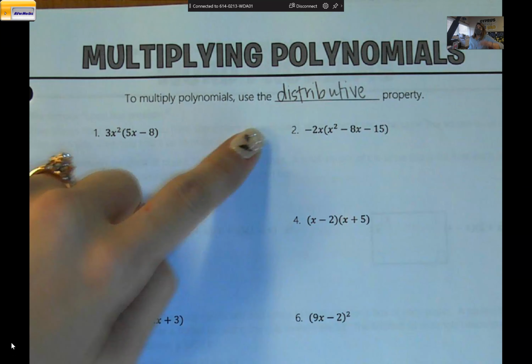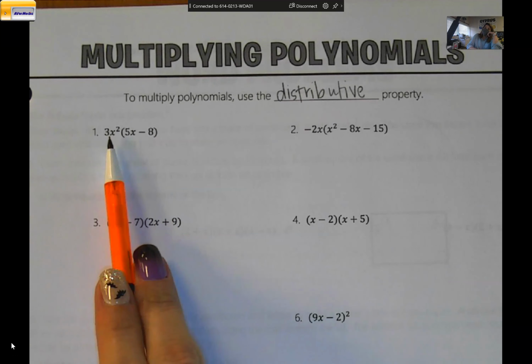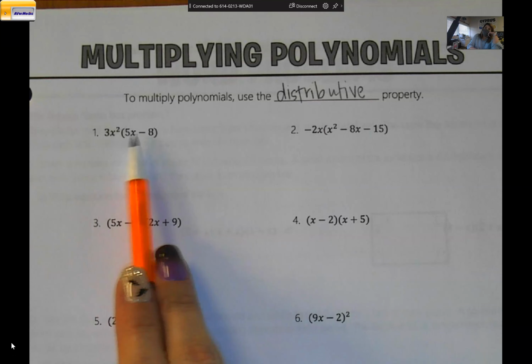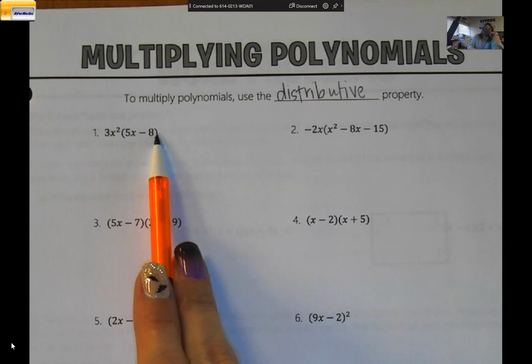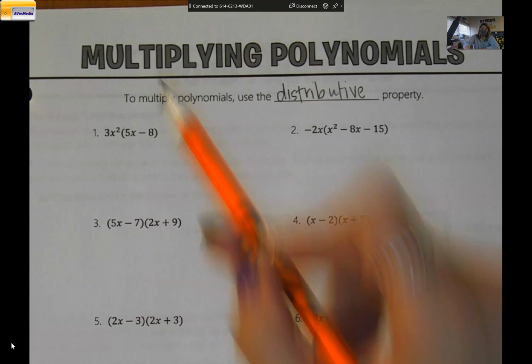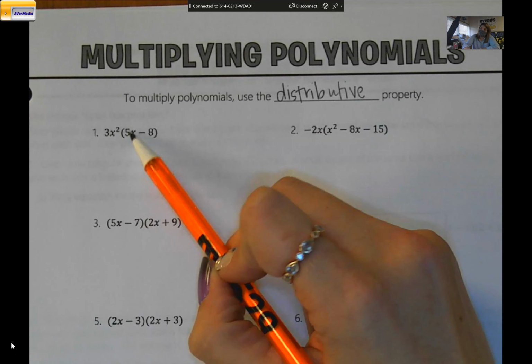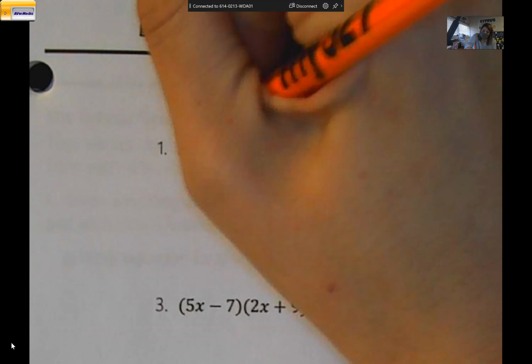And a basic explanation of the distributive property is if you have a number outside of two terms, you have to make sure that you multiply each term by 3x squared. That's what distributing means. It means make sure that you multiply it to everything inside the parentheses. So just to keep track of what I'm multiplying, I like to draw arrows.